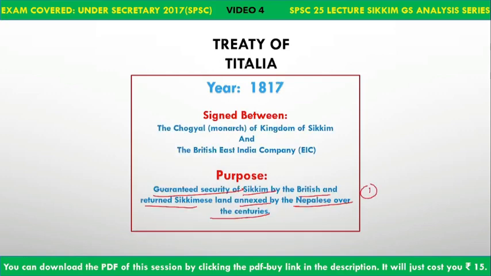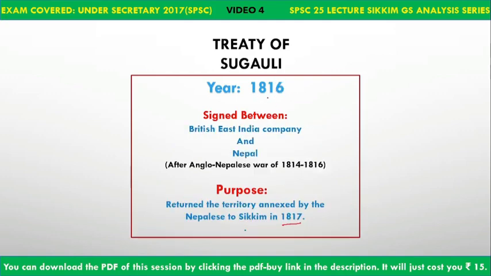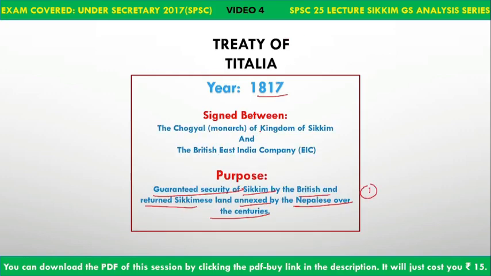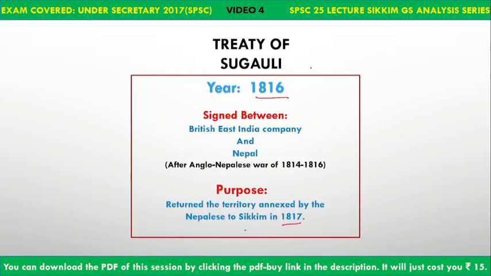As we all know, the Treaty of Titalia which we just read was signed in 1817. But before that, in 1816, the Treaty of Sugauli was signed between the British East India Company and Nepal. So the British, that is the East India Company, promised to return the land annexed by the Nepalese to Sikkim in the Treaty of Titalia. And this Treaty of Titalia was possible due to another treaty, the Treaty of Sugauli, which was succeeded by the Treaty of Titalia, as the Treaty of Sugauli was signed in 1816 and the Treaty of Titalia in 1817.